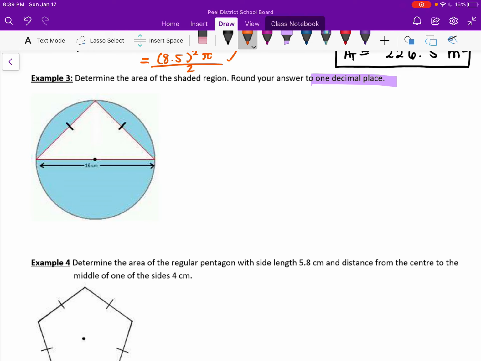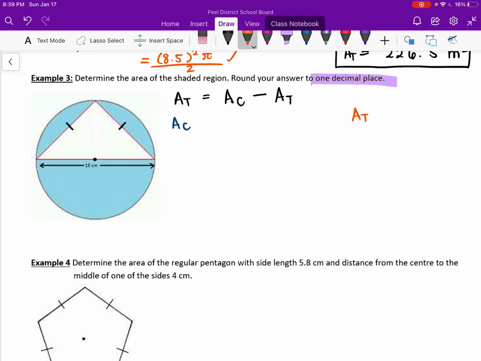So in order to find out what the area of the shaded region is, it's easy for us to say the entire area is going to equal the area of the circle minus the area of the triangle, because the triangle isn't the shaded part. Right? So let's try and find this separately. I'm going to make the blue the area of the circle, and then I'll make the orange the area of the triangle, right?